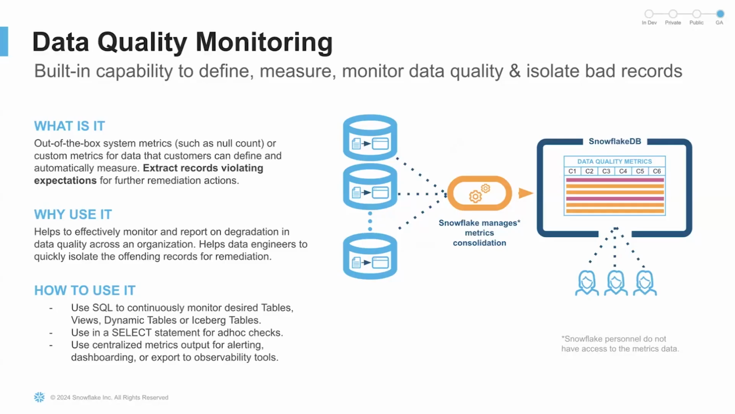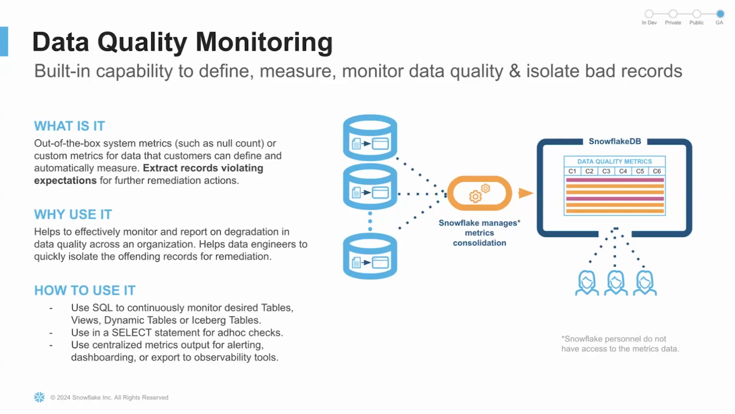An important aspect of your data is ensuring that it's high quality. The quality of your data influences the quality of your AI models and the applications you build on it. Data quality monitoring is a new built-in Horizon Catalog capability for continuously monitoring the quality of desired objects. As a builder, you can use our new data metric functions to monitor for quality metrics such as freshness, nullness, volume, duplicates, and so on in your data pipeline.